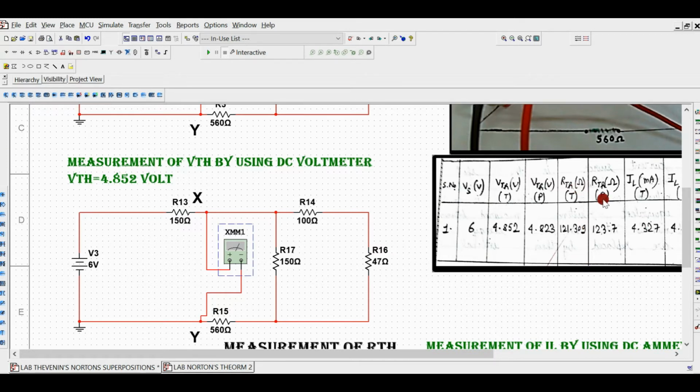In the next section you can see the theoretical procedure. By the theoretical procedure we have solved this numerical and obtained the answer. You can see RTH is approximately 121.309. So we will see whether this answer is correct or not.